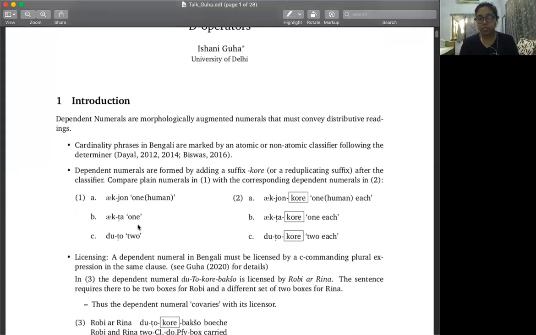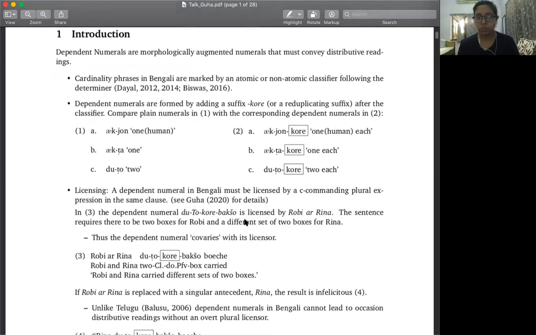Compare plain numerals in 1 with the corresponding dependent numerals in 2. So 1a, akjon, meaning 1, corresponds to 2a, akjon kore, meaning 1 each. Okay, and so on and so forth. A dependent numeral in Bengali must be licensed by a c-commanding plural expression in the same clause.